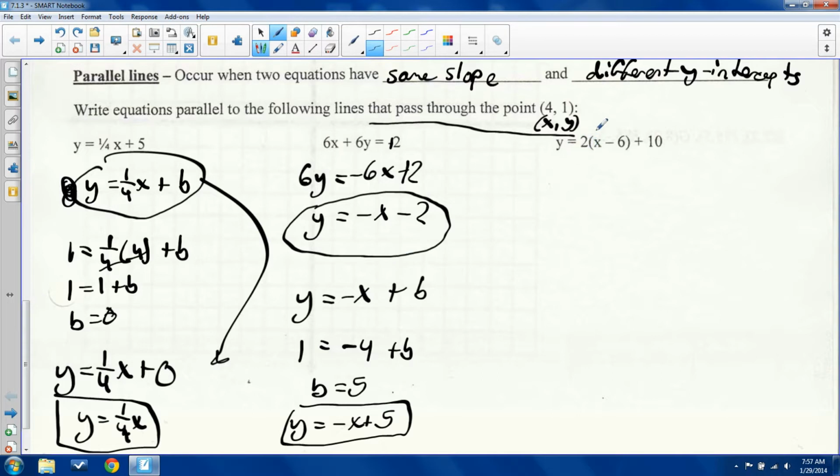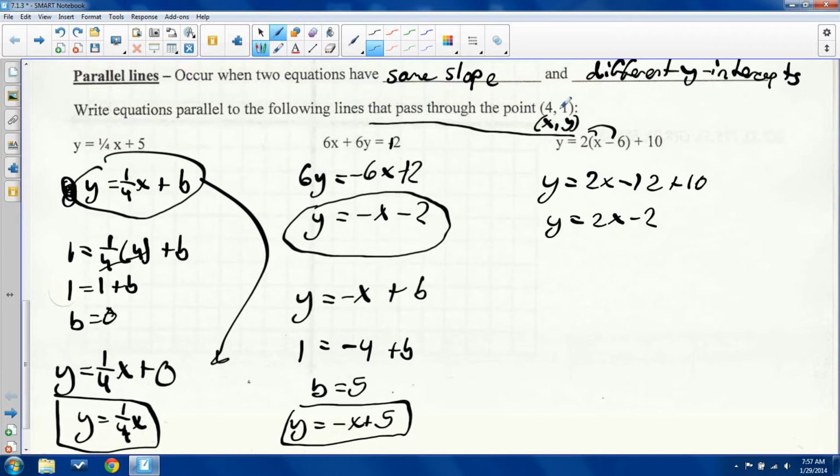And final one here, the only difference in this one is I have to distribute first and then combine like terms. So I'll get y equals 2x minus 12 plus 10, or y equals 2x minus 2. I'm not going to ask you to transform these guys specifically. This is just a good rehash. It's just good to know. You want to get to this form because you want to know the slope and y-intercept.